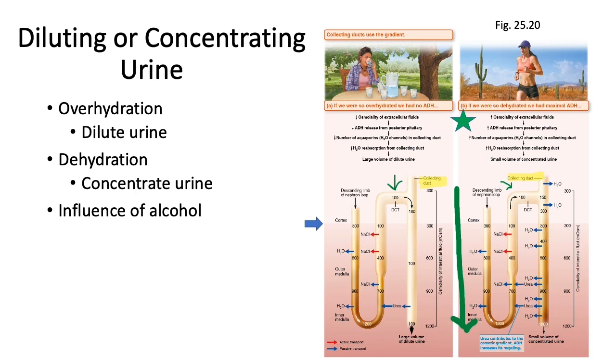Now let's look at the influence of alcohol on this process. Alcohol inhibits the release of ADH. In the absence of ADH, aquaporins are not expressed, and therefore water reabsorption goes down in the collecting ducts. The water will remain in the urine and urine output will increase.